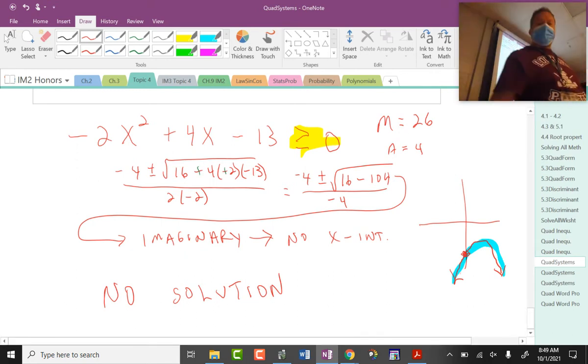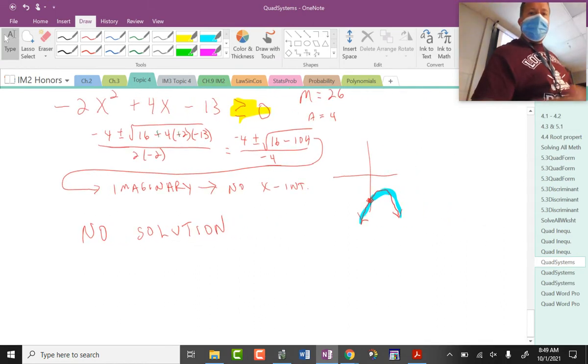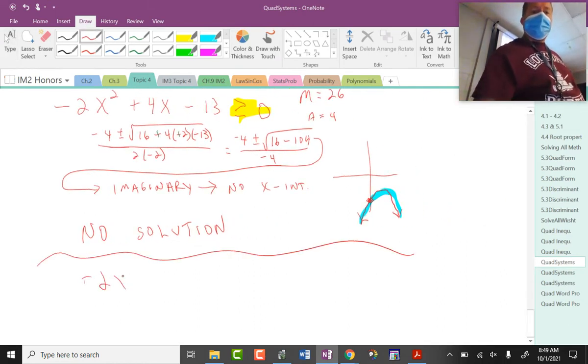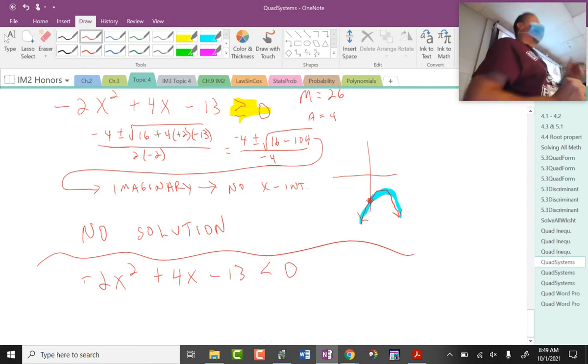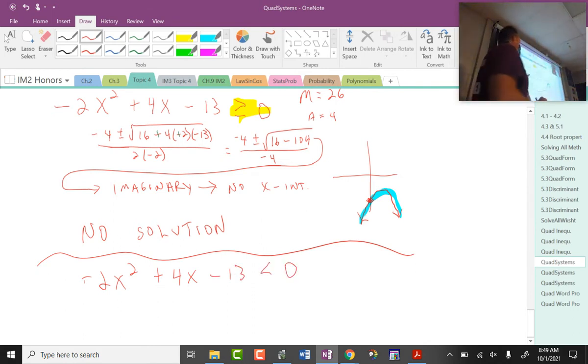What if I had this question? Same situation, but it said greater than, or even greater than or equal to. It doesn't matter. I'm sorry, less than, my bad, or less than or equal to. What's the answer to that now, from the previous analysis? All real numbers.